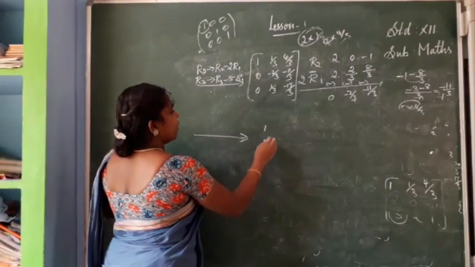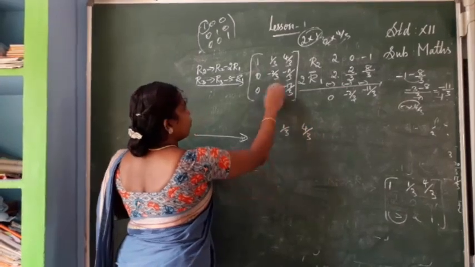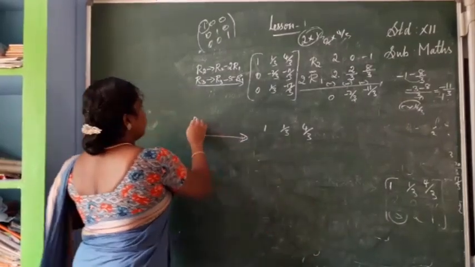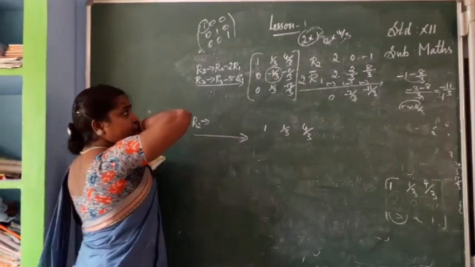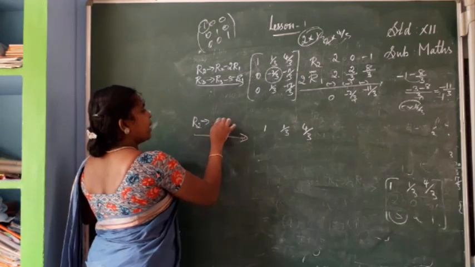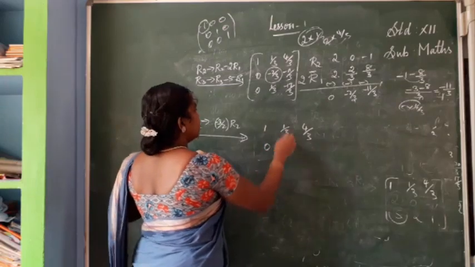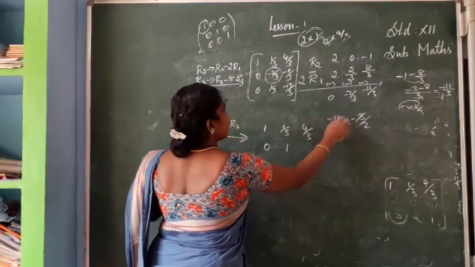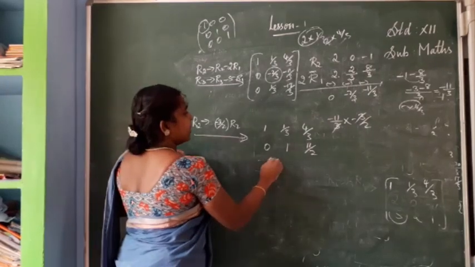First column no change. So 1, 1 by 3 row also, 4 by 3. Now we are going to convert the second row. Third row also no change. So R2 gives, actually we have to convert minus 2 by 3 into 1, isn't it? So we multiply by the reciprocal of that value. That value is minus 3 by 2. Okay, minus 3 by 2 into R2. Then 0, 1. So we multiply minus 11 by 3 into minus 3 by 2. 3, 3 cancel. Minus into minus plus 11 by 2. Okay, second row completed. Third row no change in this step.